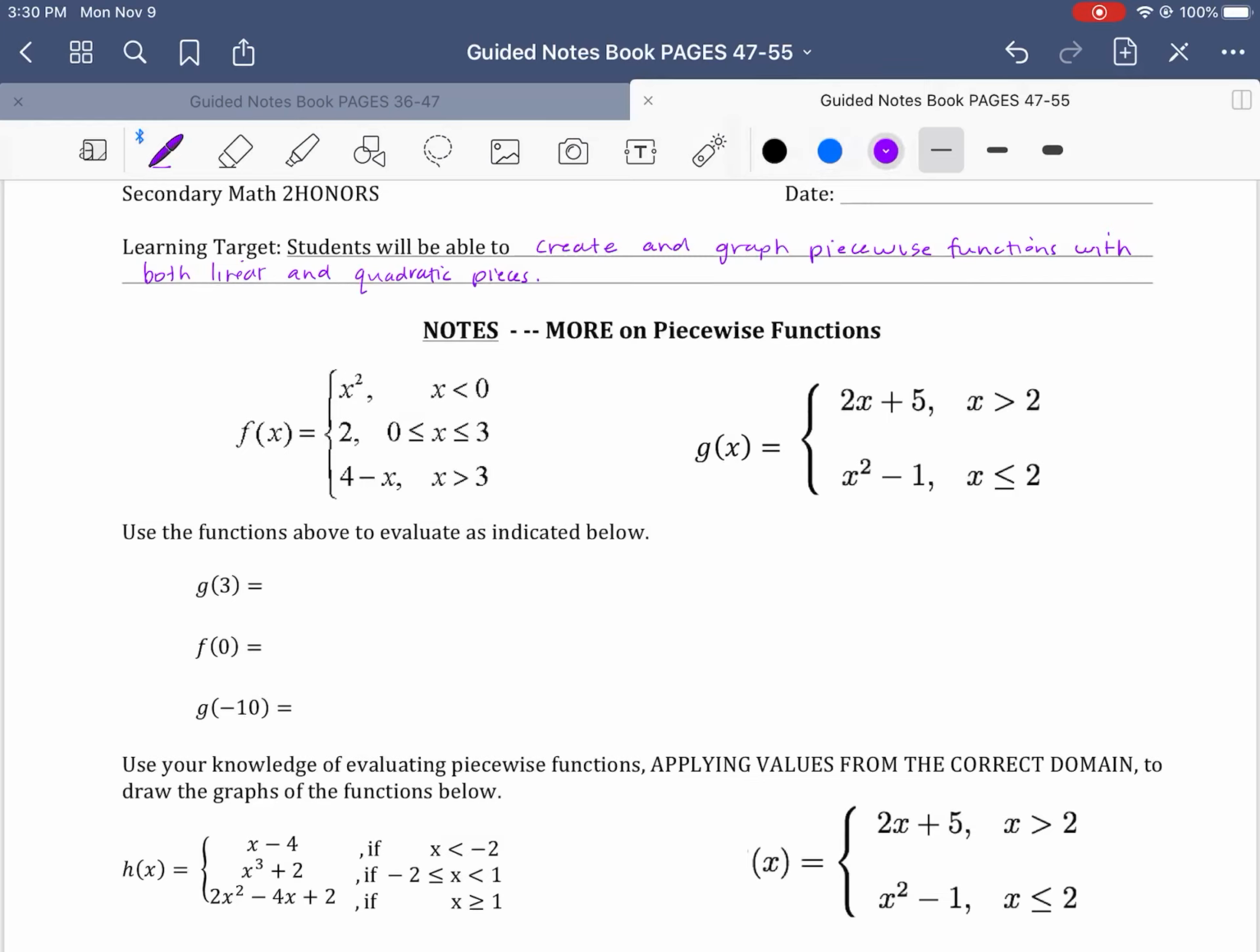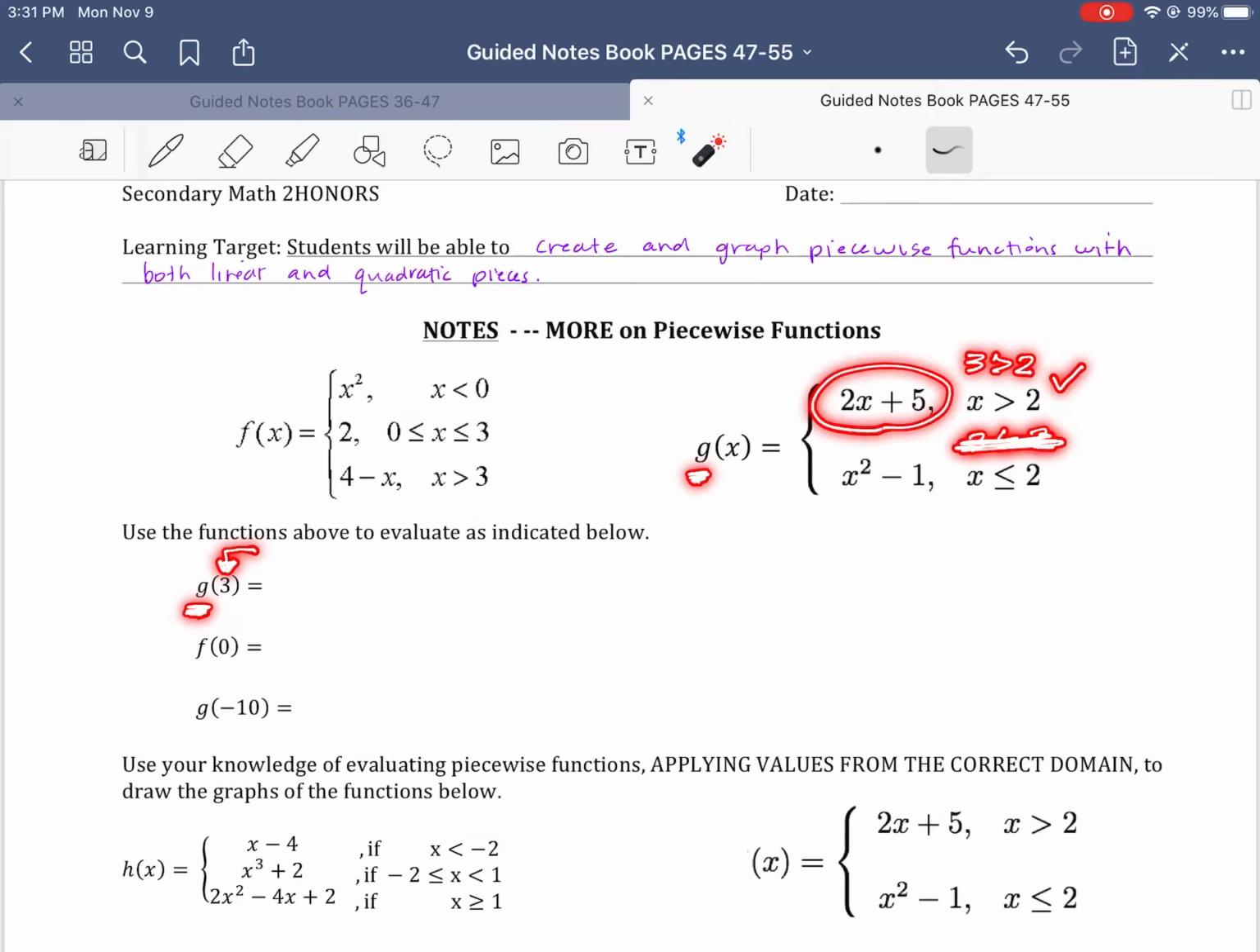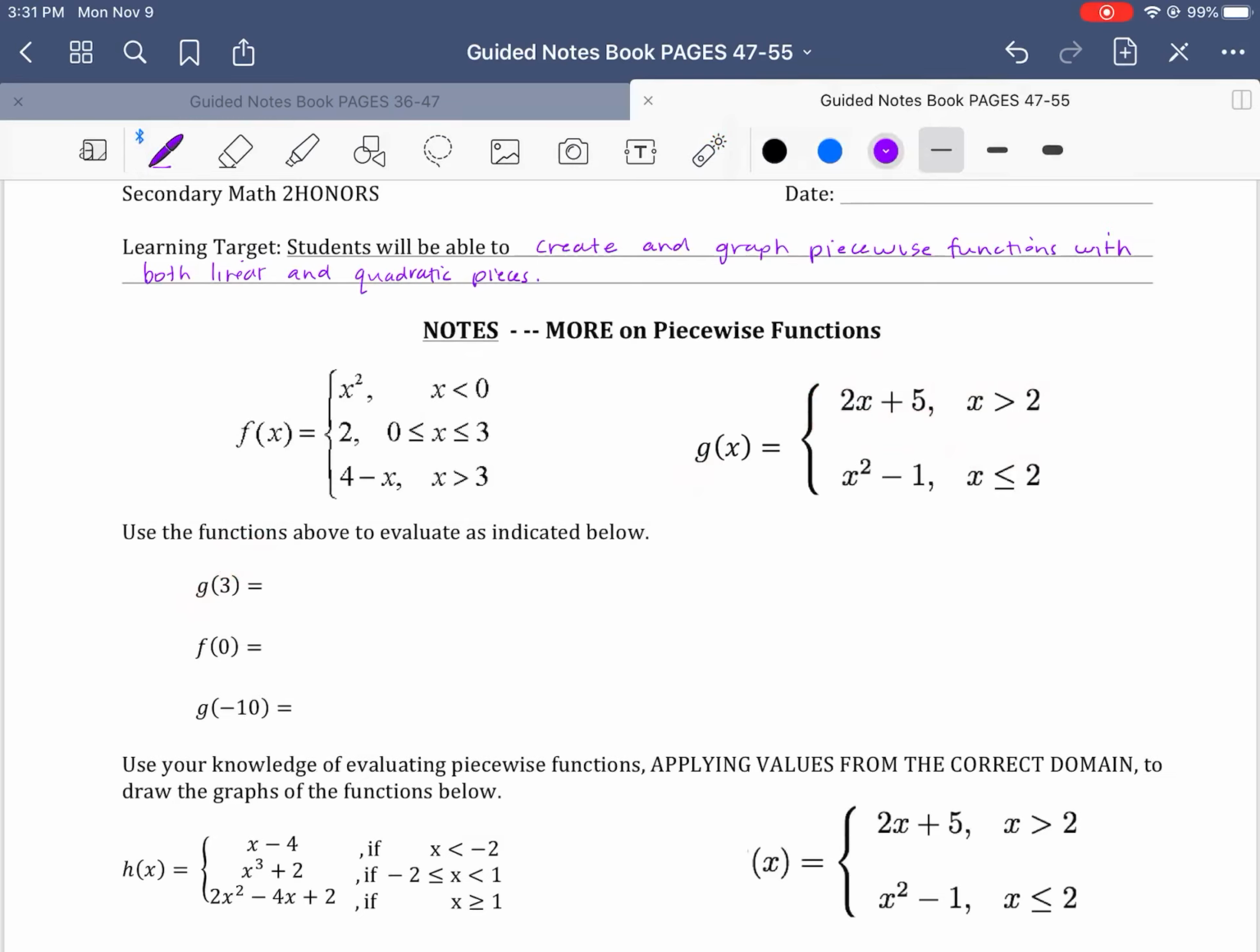So let's just start off with reviewing how to evaluate. First of all, we look at the function it's asking us to find. So we're looking at g. So we're going to come over here to the function on the right. This is g, and then we're finding, well, where would 3 fit into those restricted domains? Is 3 greater than 2, or is 3 less than or equal to 2? Well, it's not less than or equal to 2, so we're going to use this piece right here, 2x plus 5, to evaluate the function. So where there's an x, we put that 3 in. And we can evaluate this. 2 times 3 is 6, plus 5 is equal to 11. That means at 3, the function output is 11.